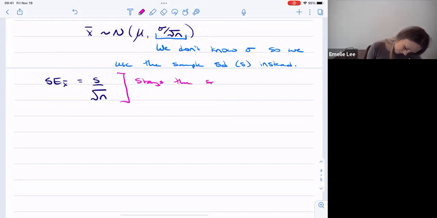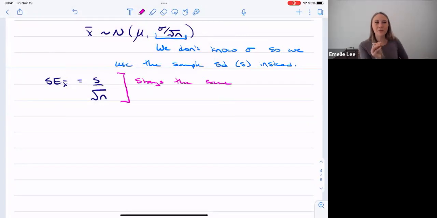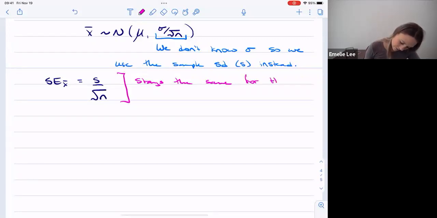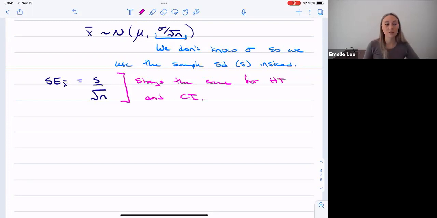It stays the same because remember, for the hypothesis test, we use the null value for proportions, and then for confidence intervals, we use the sample proportion. So that can get confusing, right? And then we ended up using the pooled proportion. So here it stays the same for hypothesis testing and confidence intervals.